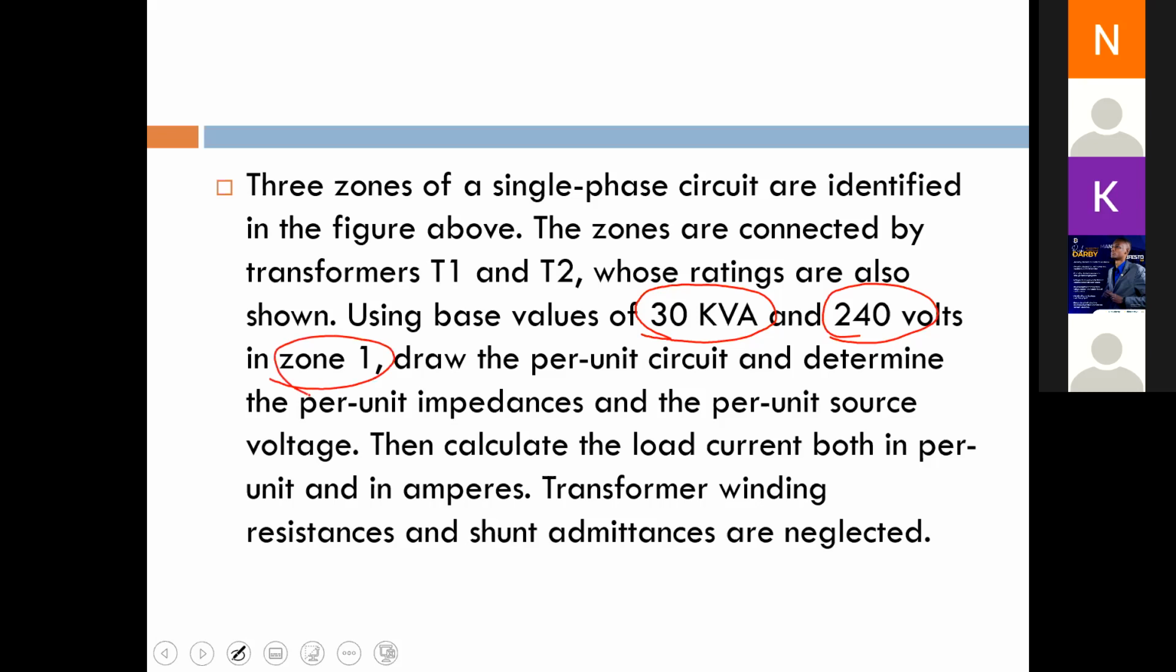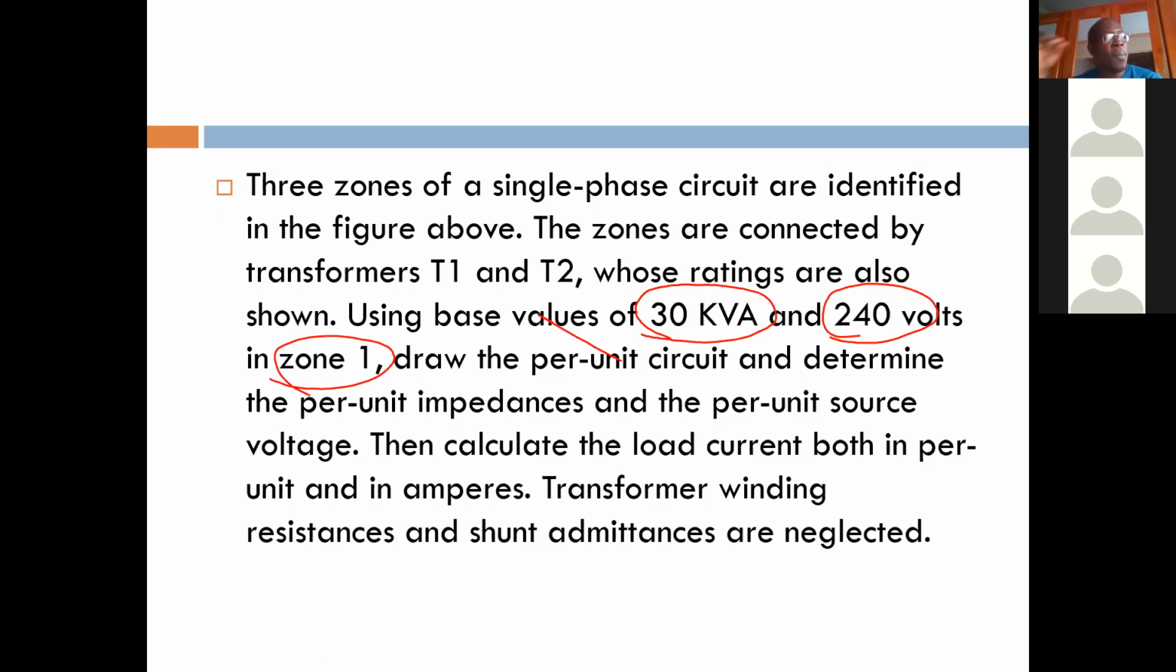Because remember we said you have to specify the point in the network that you're taking the base voltage. So in this instance, we are specifying that the base voltage is 240 volts at zone 1. So that's the question. We're just going to jump into the solution because, as I said, the question is already in Schoology and you can access it later on. And then finally, we want to calculate the load current in both per unit and in amperes.